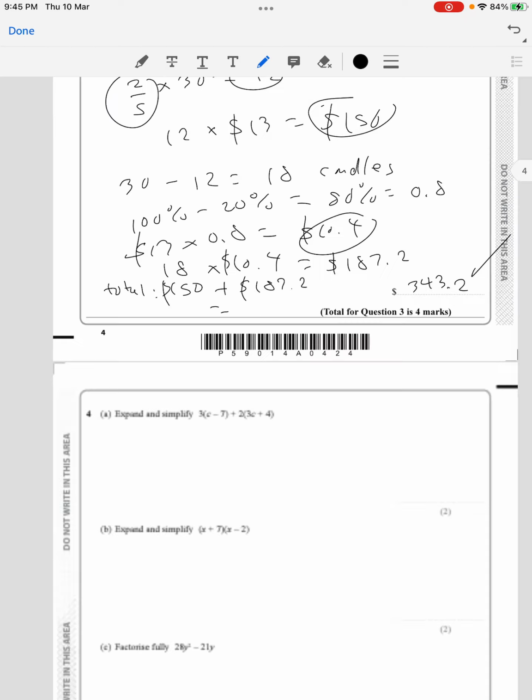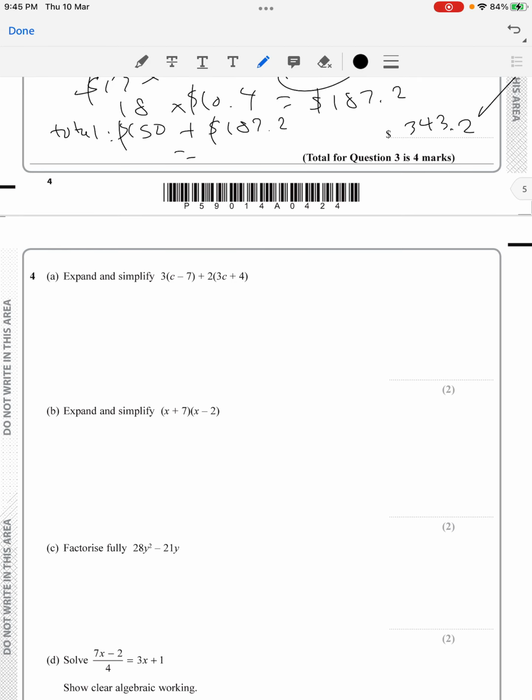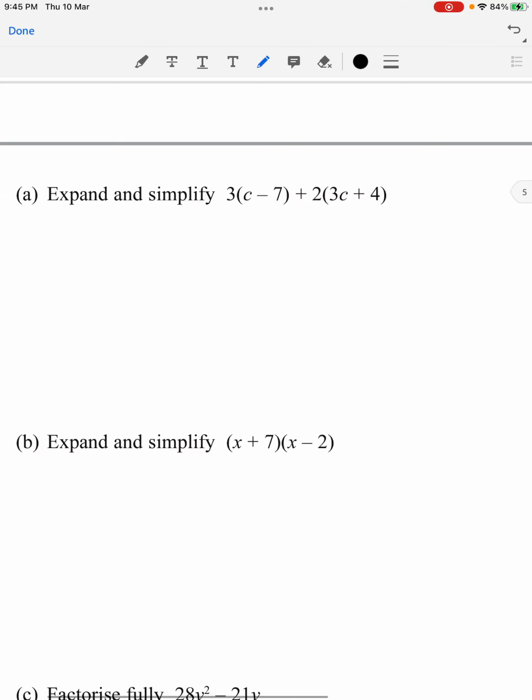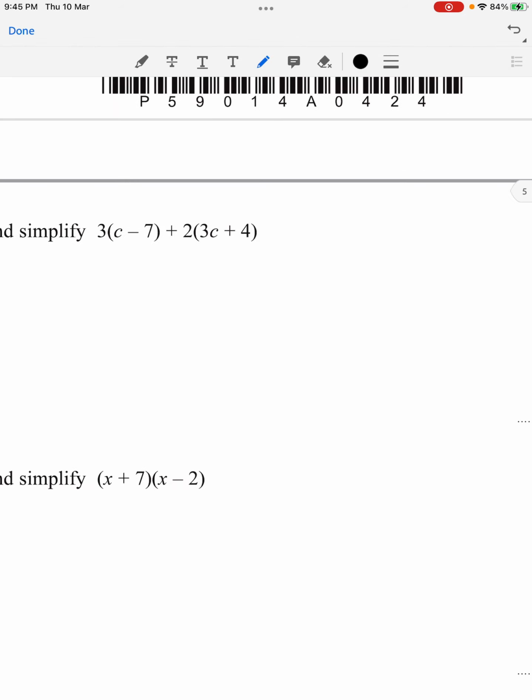So there you go. Next one. Next question is pretty simple. Expand and simplify. We can use the FOIL method or any method you prefer. I would use that method.